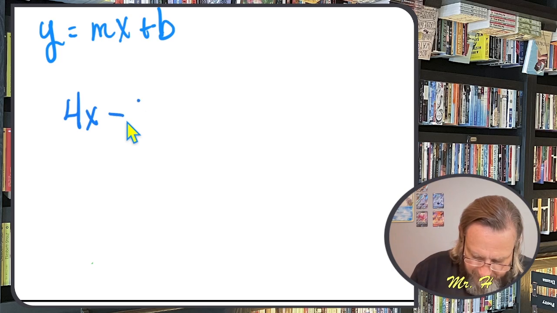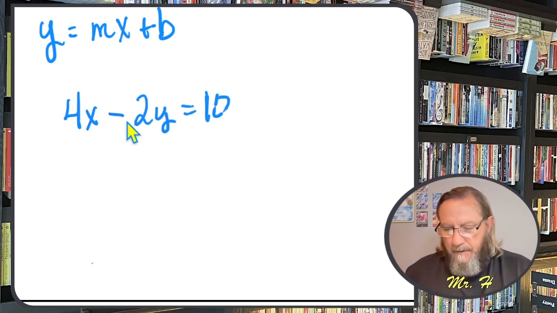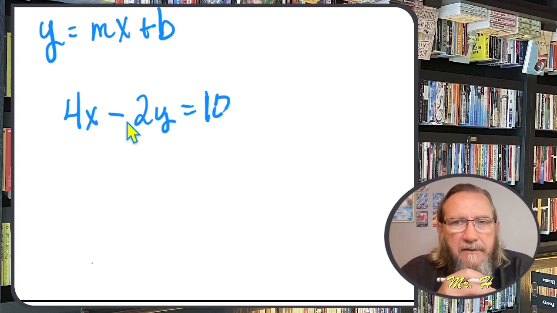4x minus 2y equals 10. Now, this is a linear equation. How do I know that? It's because it has an x and a y in it. What is the rate of change for this linear equation? I have to convert it to slope-intercept form using my algebraic properties.